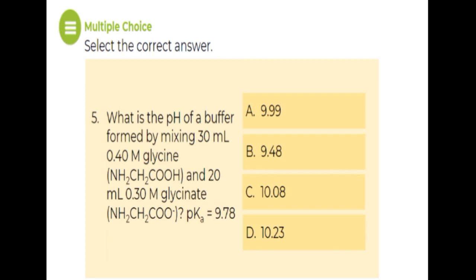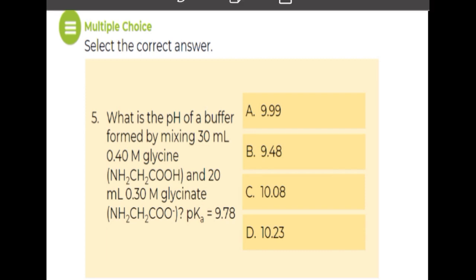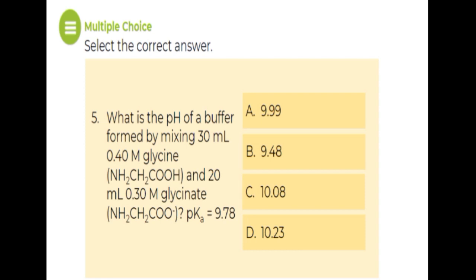Number 5. What is the pH of a buffer formed by mixing 30 milliliters of 0.40 molar glycine and 20 milliliters of 0.30 molar glycinate? pKa is equal to 9.78. Letter A, 9.99. Letter B, 9.48. Letter C, 10.08. Or letter D, 10.23.